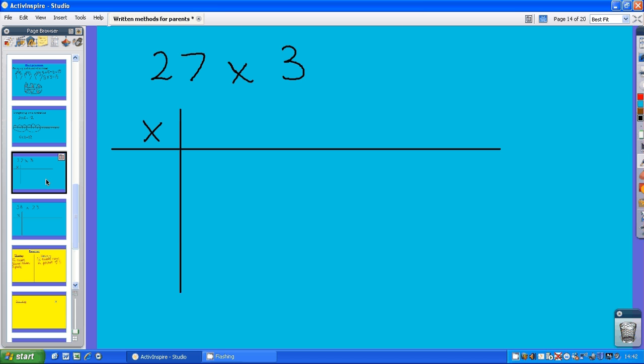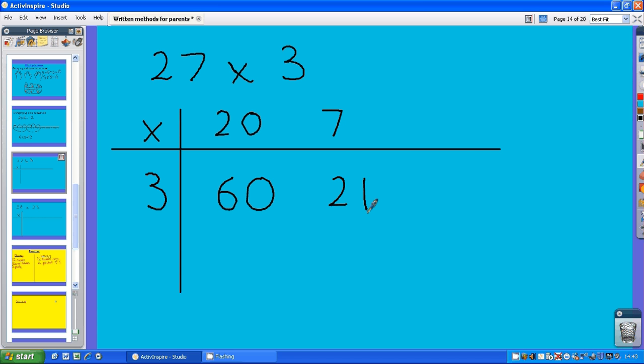The first step is to partition 27 into 20 and 7, and we are multiplying 27, 3 times. So now we need to know what 3 times 20 is. I know that 3 times 2 is 6 and 20 is 10 times bigger. So 3 times 20, 20 times 3, is 60. I then have 3 times 7, 7 times 3. That is a known fact. 3 times 7 or 7 times 3 is 21.